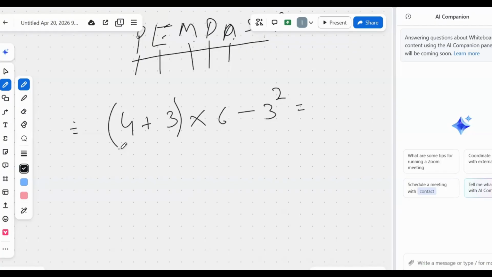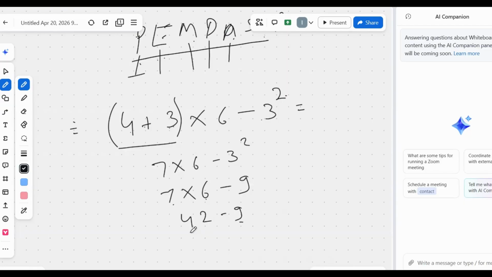How is it going to be 33? First, you are going to solve according to the PEMDAS rule. First, you will solve the parenthesis. 4 plus 3 is going to be 7, times 6 minus 3 square. Later, you are going to solve the exponent. So 3 square is going to be 9. So 7 times 6 minus 9. After that, this will be 42 minus 9, and this will be equal to 33. Got it?